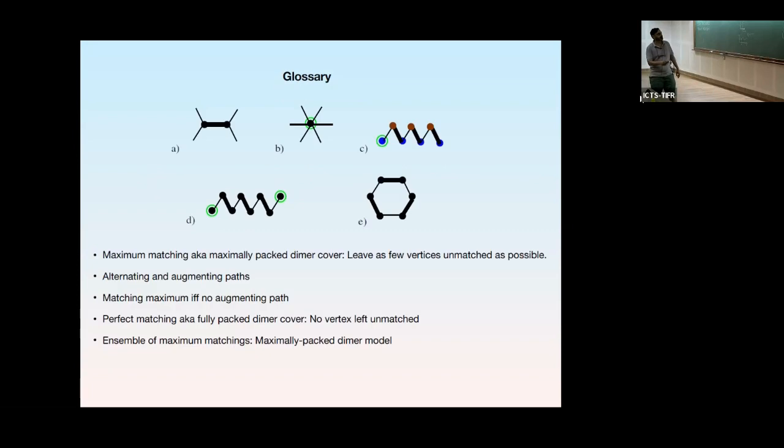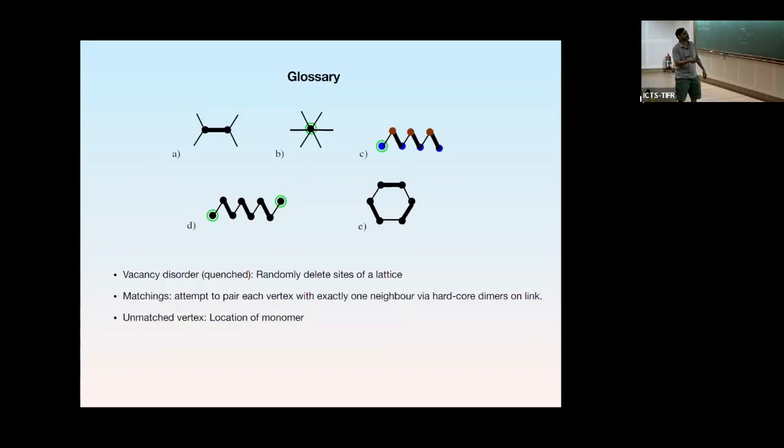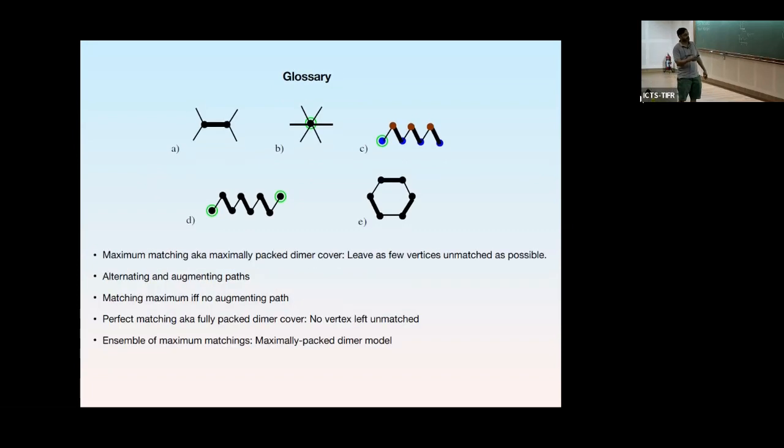So, sorry, I should have said that a bit better maybe. So, hang on. So, look at this path. It's an alternating path, but it starts from a monomer and ends at a monomer. So, now I can just shift all the dimers by one to the left, and I'll have room to add one more dimer. So, that means the matching I started with is not a maximum. I can put one more dimer down. So, this is an if and only if statement. A matching is maximum if and only if there are no augmenting paths.